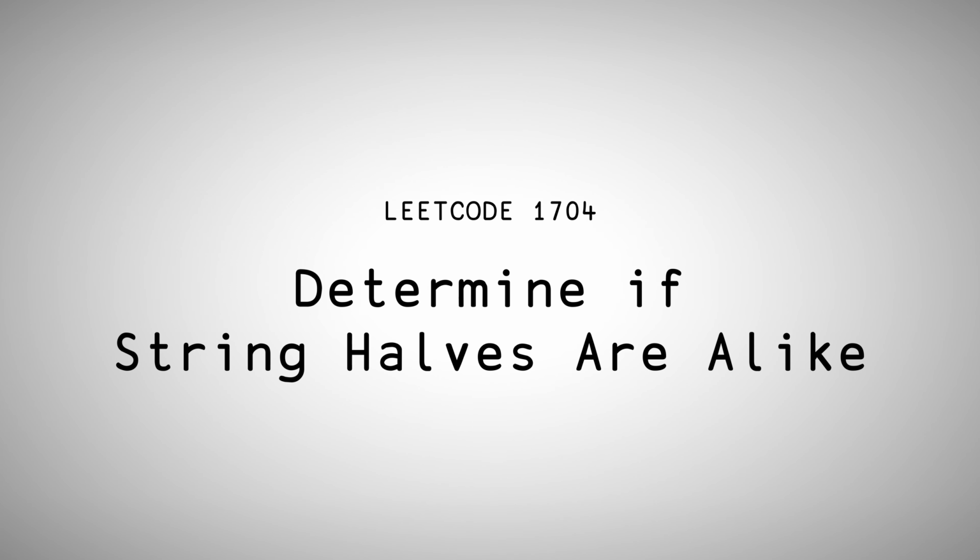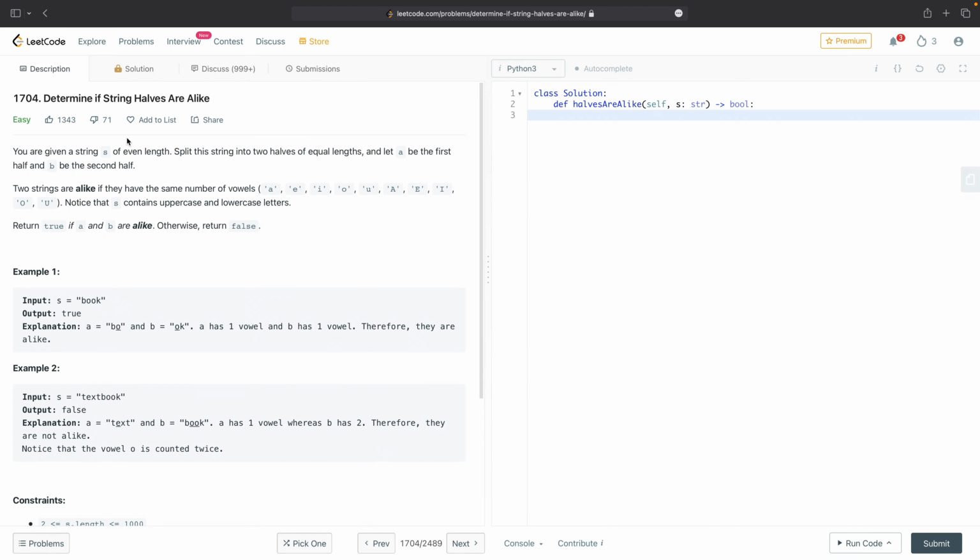Today we are doing the determine if string halves are alike problem. You are given a string S of even length. Split this string into two halves of equal lengths and let A be the first half and B be the second half. Two strings are alike if they have the same number of vowels. Note that S contains uppercase and lowercase letters. Return true if A and B are alike, otherwise return false.